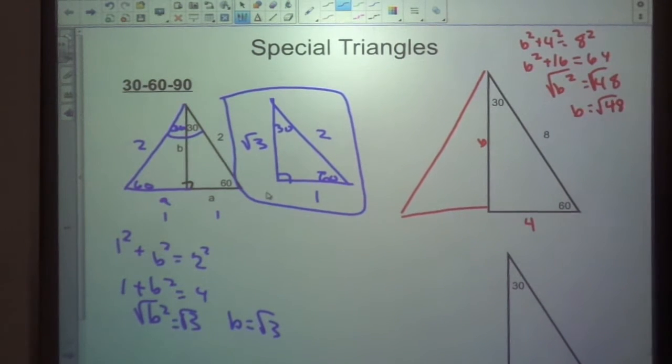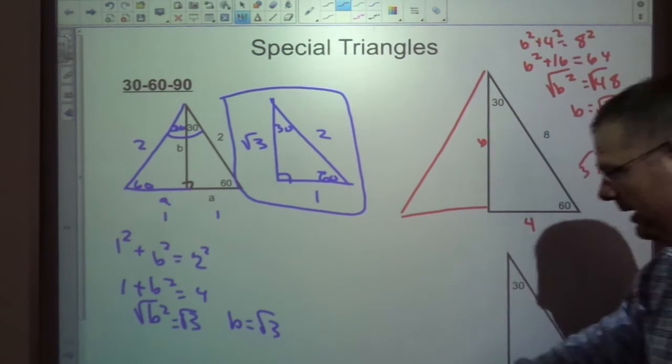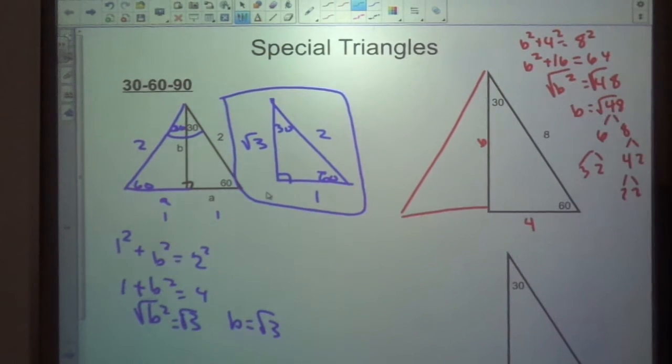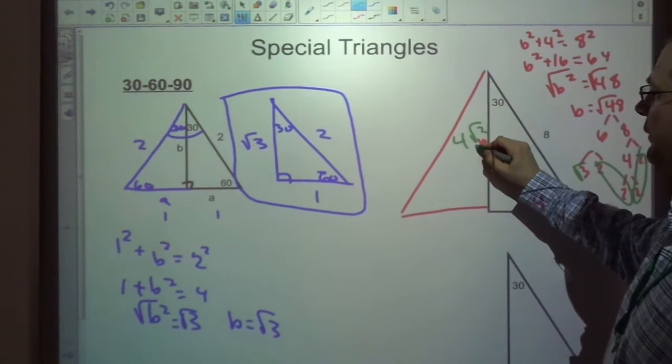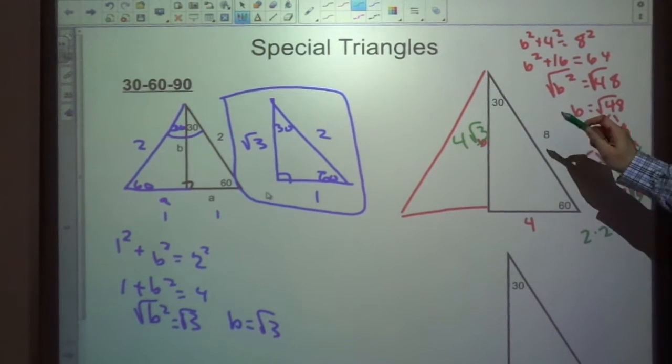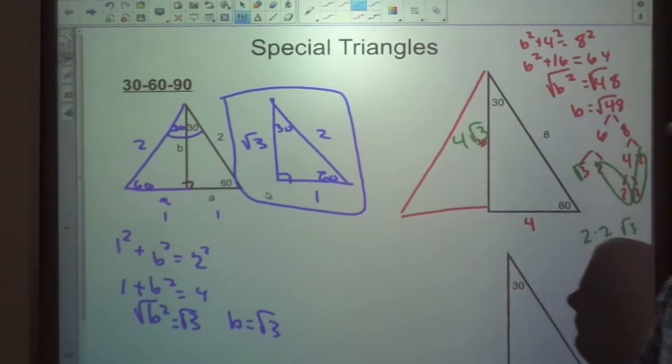We could make that a little smaller. 48 goes to 6 and 8, 4 and 2, 2 and 2, 3 and 2. And now we can look for pairs. Here's a pair of 2's. Here's another pair of 2's. Here's a leftover 3. So this is 4 square roots of 3. So we have 8, 4, and 4 square roots of 3.